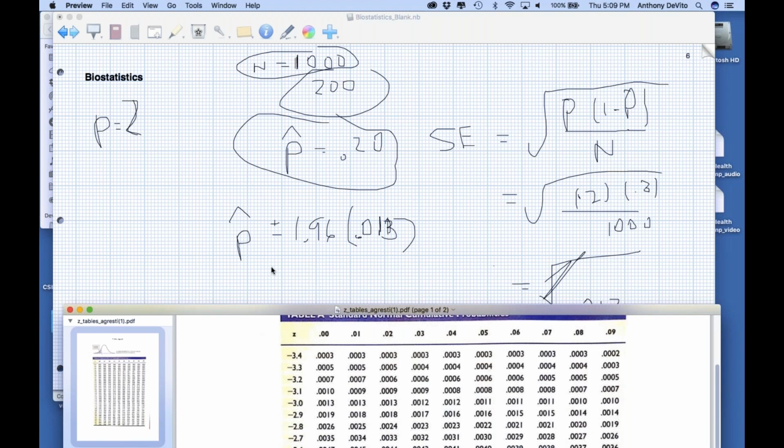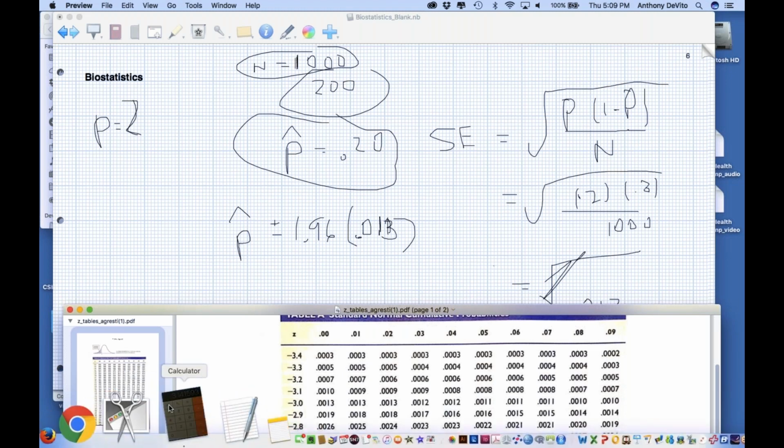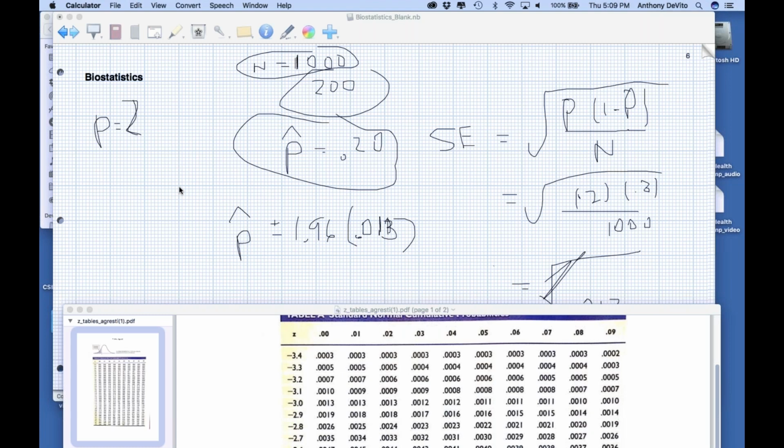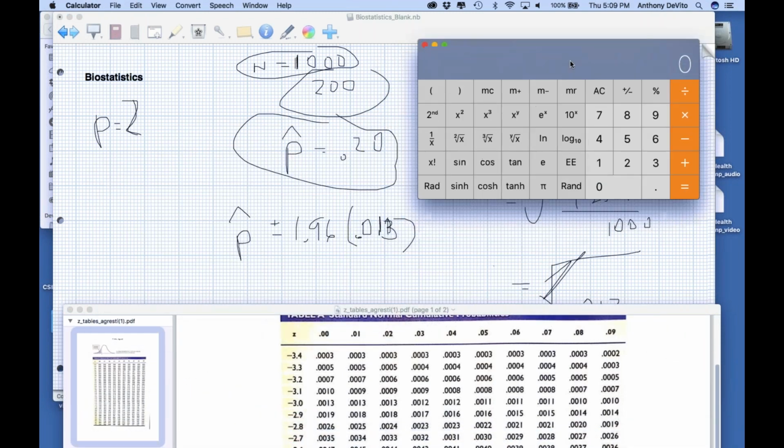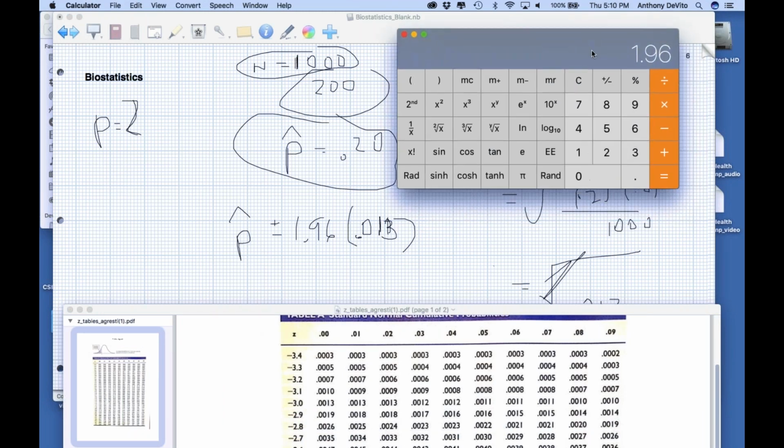Okay. So what is that going to be equal to? Trying to find my calculator. It disappeared on me. Let me quit it and start it again. Okay, so it's going to be equal to 1.96 times 0.013, which is equal to 0.025 roughly.